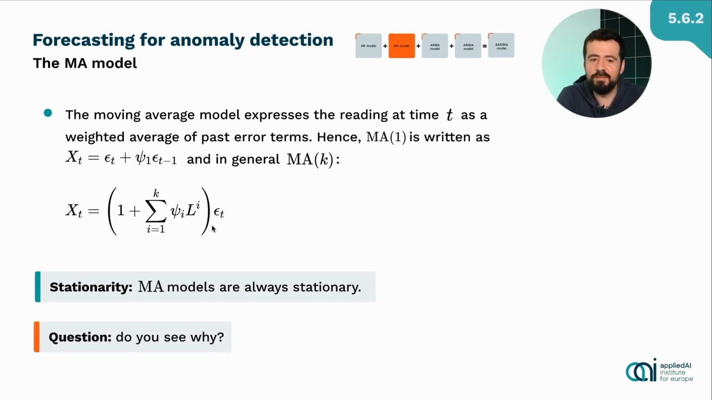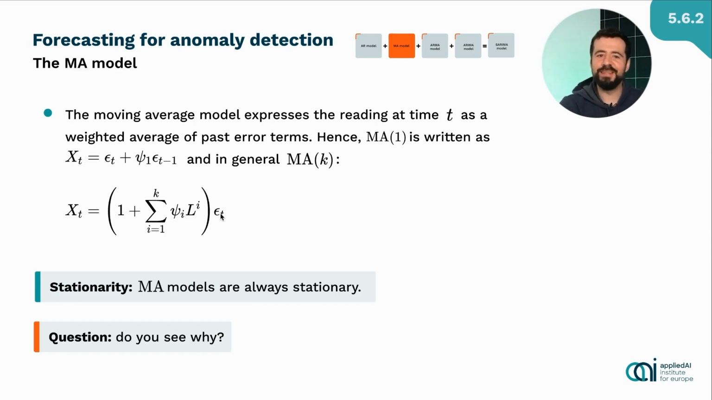So maybe you can think for yourself, do you see why this is the case? If you don't see that directly, I give you a little hint. Keep in mind that the epsilon t are all IID distributed. I think then it should become rather easy to see that.